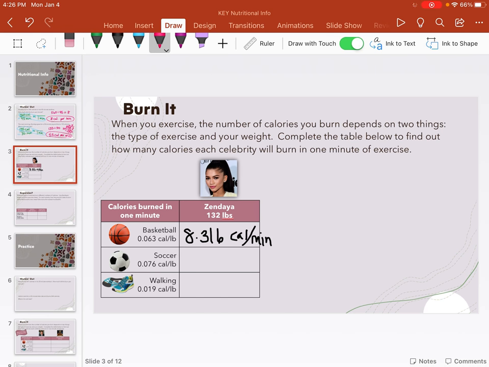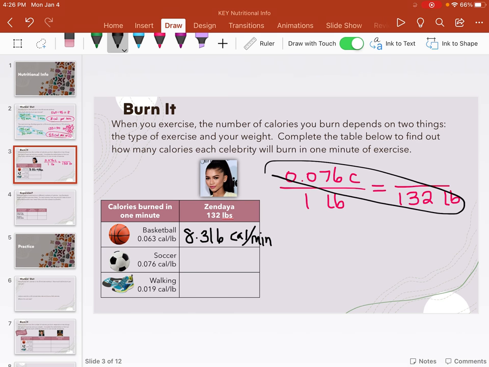So for soccer, it is 0.076 calories for 1 pound. Again, she doesn't weigh 1 pound, she weighs 132 pounds. Remember, when we set up our proportions, we have to keep the units the same, so calories are on top, pounds are on bottom for both sides. Now I can cross multiply and then divide. Notice I'm dividing by 1. I kind of forgot to tell you that part on the last one, but remember when you divide by 1, it's just the same. So that's why I didn't actually do that division step. You're welcome to type it in your calculator, but it should give you the same number.